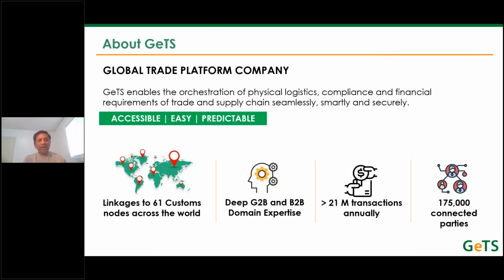So on our platform, today we are connected to almost 61 different customs nodes, primarily on the Asian side, and also on the North American side. We also have a very deep G2B and B2B understanding of the market. We have done a lot of single window implementations in many countries, so that's where we have been working on the customs compliance piece for the last 30 years. Last year, I should be updating this one, we have done almost 30 million transactions on our platform, and almost 175,000 different parties are directly or indirectly connected on our platform. So we are doing all of those transactions today.